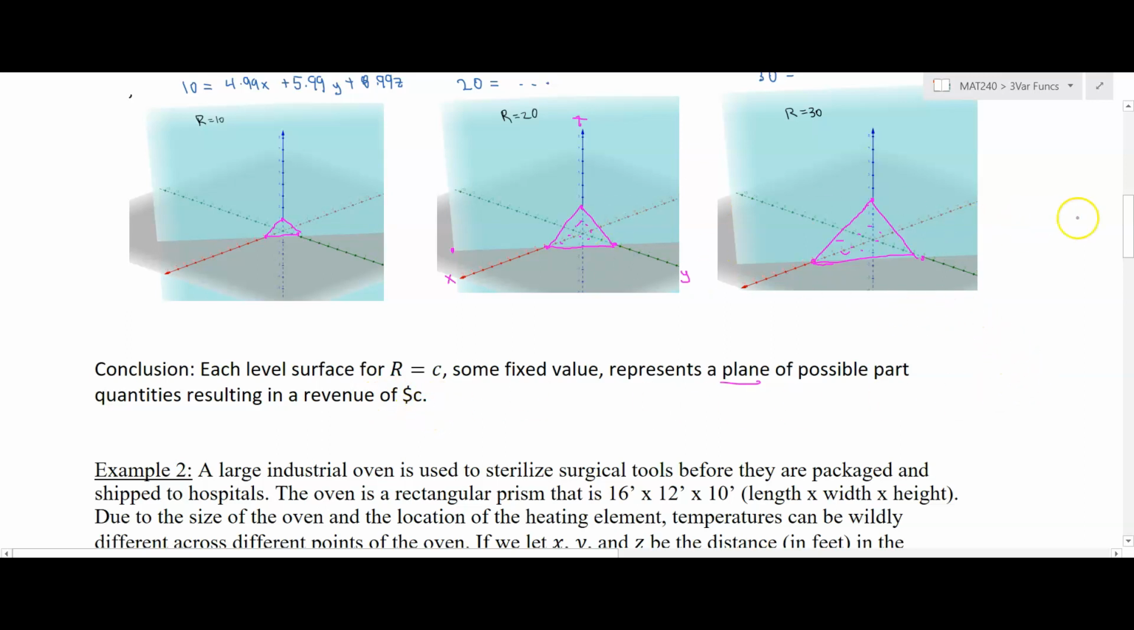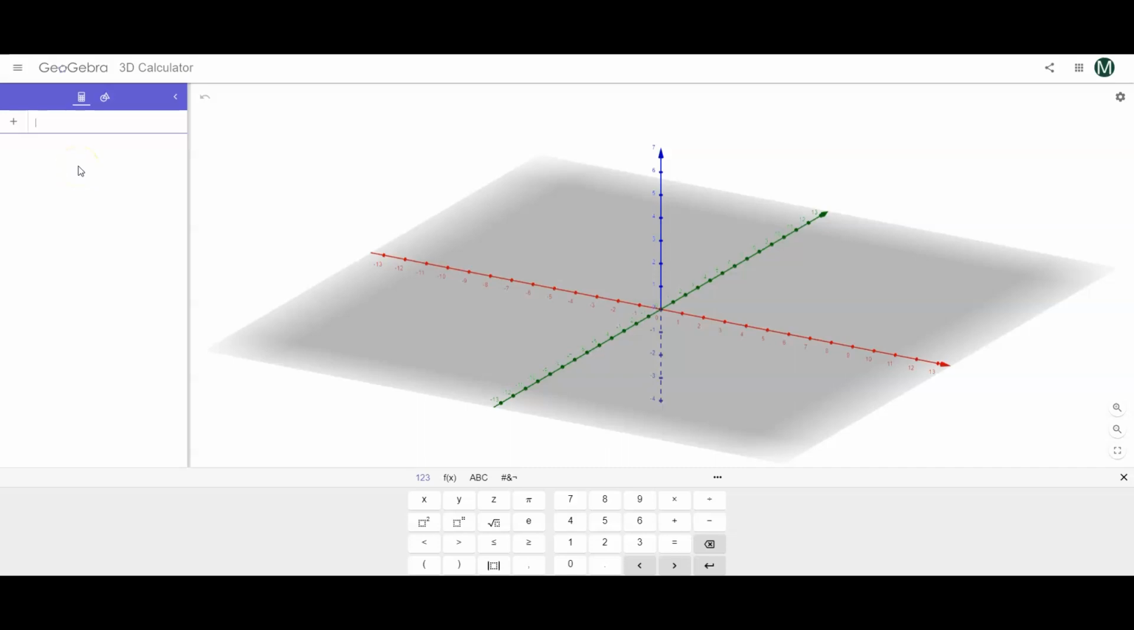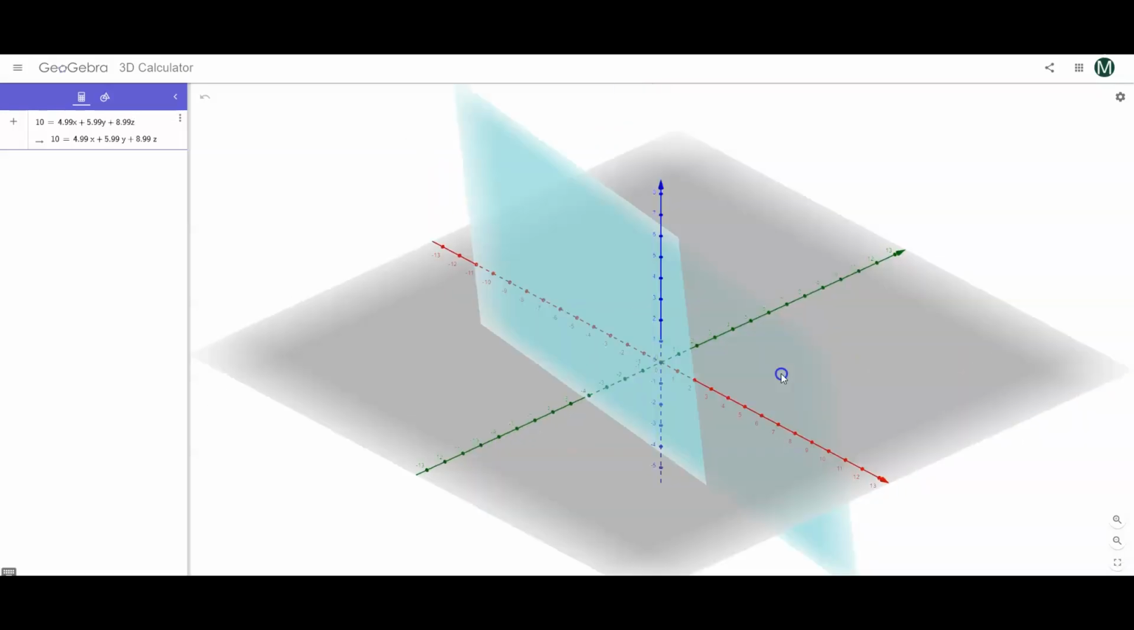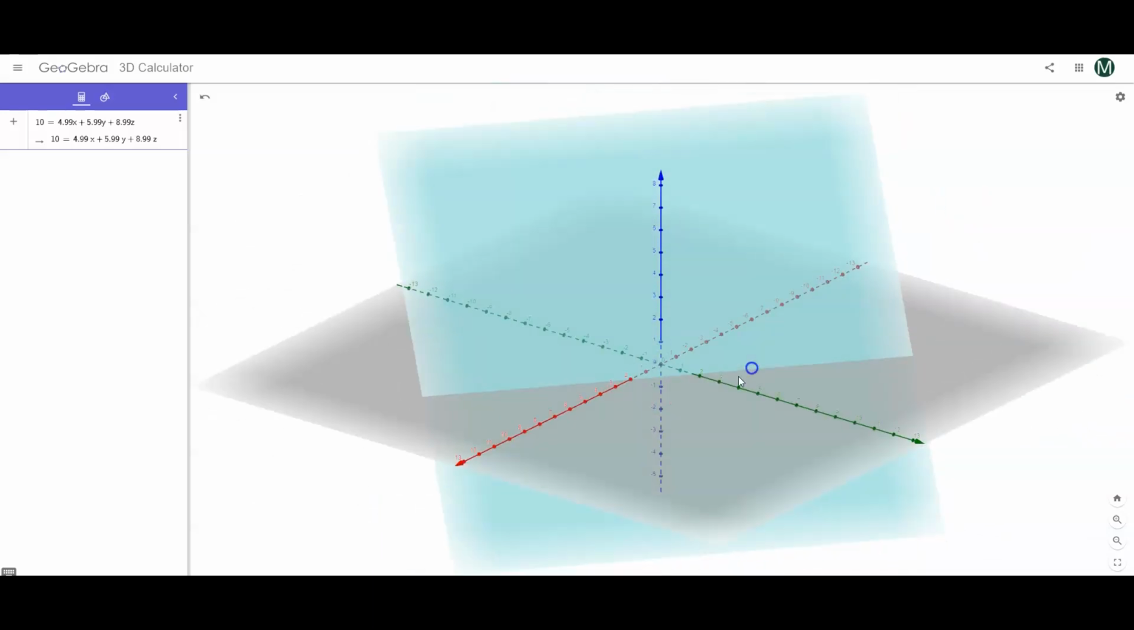Let's go ahead and jump over to this website, which will allow us to take a look more closely at these graphs. So here we have GeoGebra 3D pulled up, and we can begin by just taking a look at the revenue of $10. So I'll type in 10 equals 4.99x plus 5.99y plus 8.99z. And you can see there's that plane, and we can rotate this by clicking and dragging, and you can see a little better that this is our positive x, positive y, positive z. So there's that little triangle for the $10 revenue.